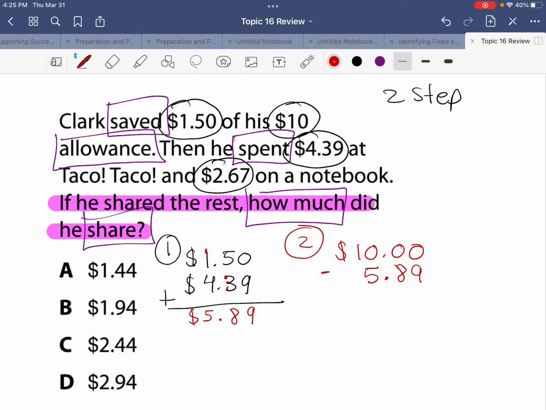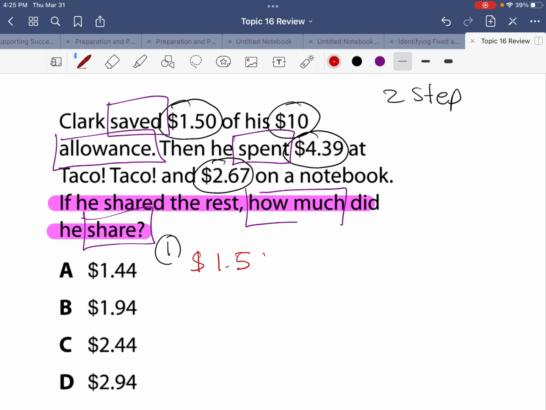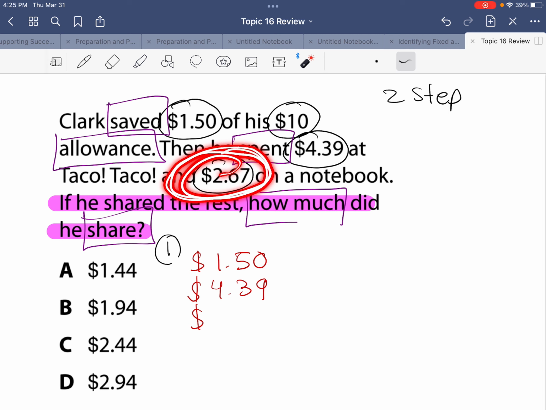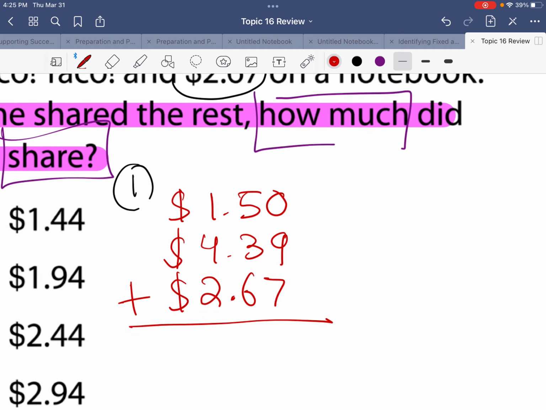Okay, I just saw that I made a mistake. I'm taking everything he saved and spent. I forgot an amount. It's $1.50. He spent $4.39, and he also spent $2.67. I kept forgetting to put this. So $2.67. Okay, now I'm going to add.